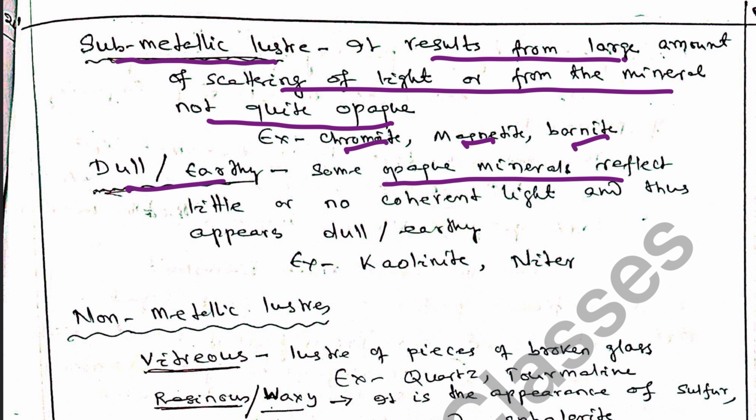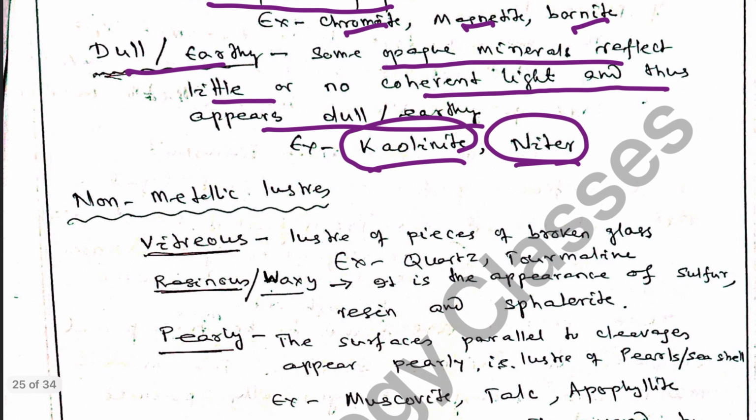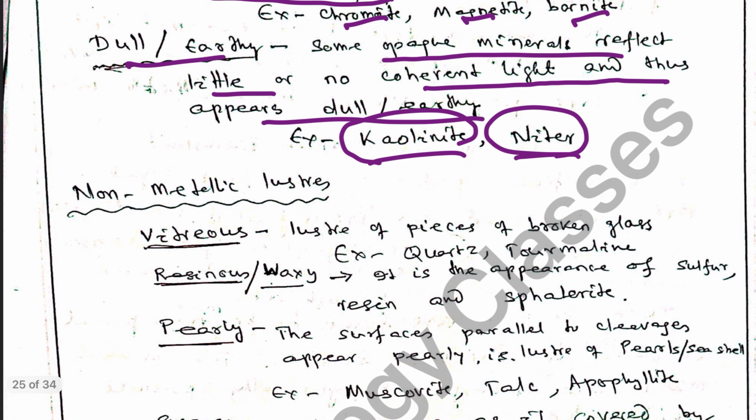Then there is dull luster. Some opaque minerals reflect little or no coherent light and thus appear duller, such as kaolinite and nitre. This is kaolin clay mineral. These minerals are more or less earthy. So they do not reflect the light in that manner, so that it can be described as presenting dull luster.